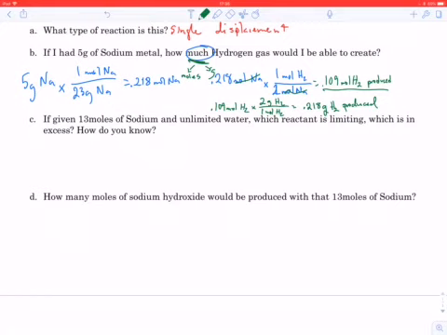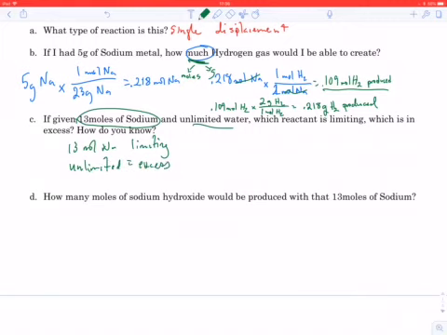So if given 13 moles of sodium and unlimited water, which reactant is limiting, which is in excess? How do you know? So this is a situation where I know the amount of moles I have and I have unlimited water. So this one's easy. 13 moles sodium is my limiting agent. My excess is going to be water, because unlimited is going to automatically equal excess.